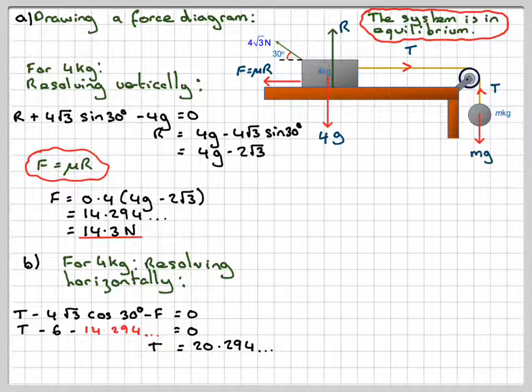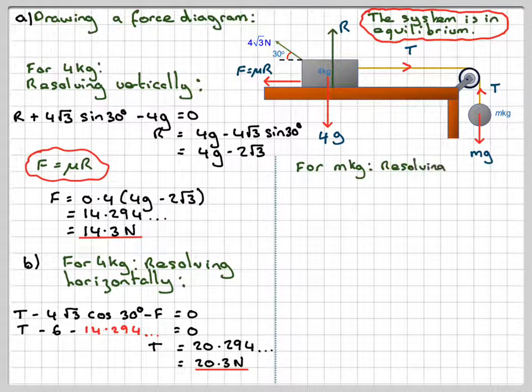So that gives me that T will be 6 plus 14.294, which gives me 20.294, rounded off to 20.3 newtons. Again, keep that value because we're going to need it. Right, in order to find the mass, we're just going to resolve for this block now vertically. So resolve for the m kilogram mass.